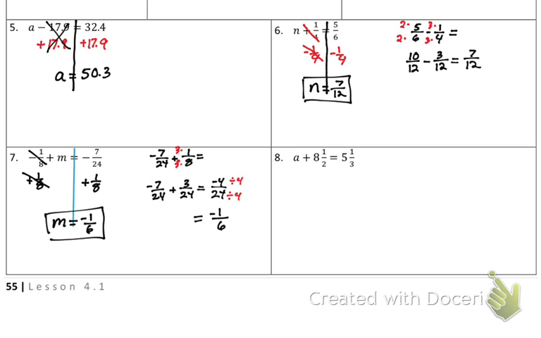Mixed numbers. How do I get rid of a mixed number? I have to multiply and then add. It's kind of like this big circle thing where I do 8 times 2 and then I add it to 1. So what's 8 times 2? 16 plus 1 is? So we have 17 over 2. We'll do the same thing for the 5. What's 5 times 3? 15 plus 1? 16. So we have 16 over 3.